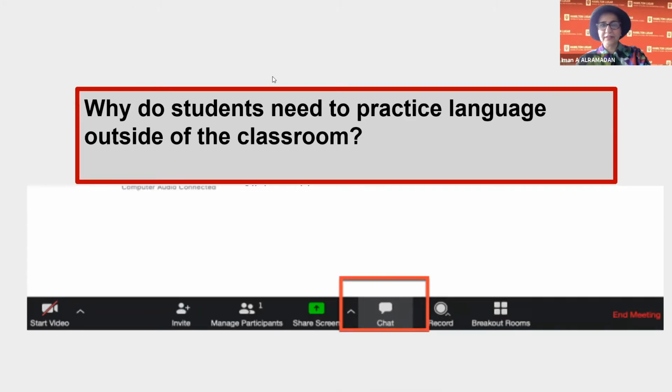Why do students need to practice language outside of classroom? You have the chat box. So we have: for fluency, practice makes perfect, memorization, for more confidence using the language, right? Yes. The goal of language learning is to apply their learning into real life, right? Creative repetition is never sufficient, right? Field trip. They need to see the real world situation application. They need to practice. Okay.